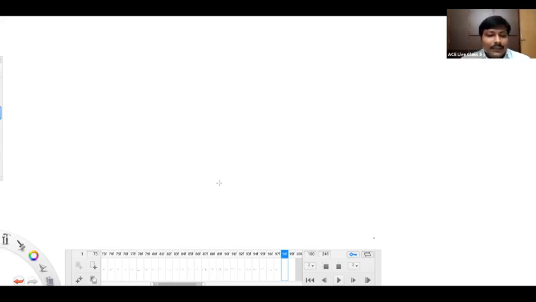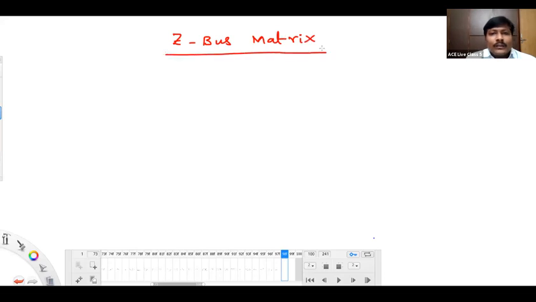Yeah. So let's start with the Zbus construction, bus impedance matrix construction, right? So I'm writing here bus impedance matrix construction. See, basically we have two techniques of this Zbus construction. First one is inversion of the Ybus. Simply you construct the Ybus for a given power system network, whatever it is. You do inverse of that, that will give the Zbus matrix. That is one of the easiest techniques, right?